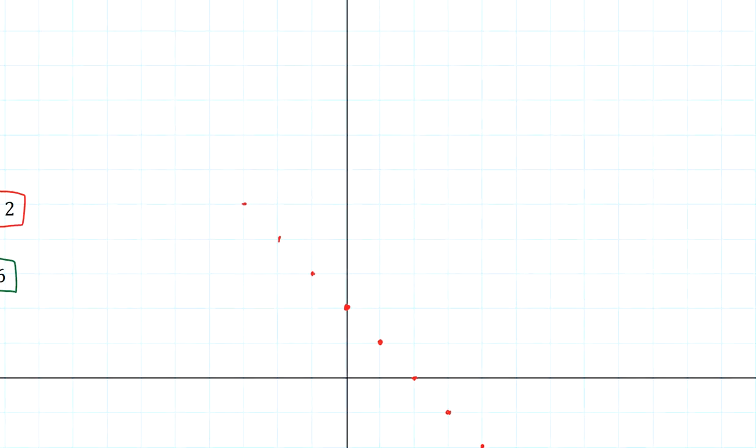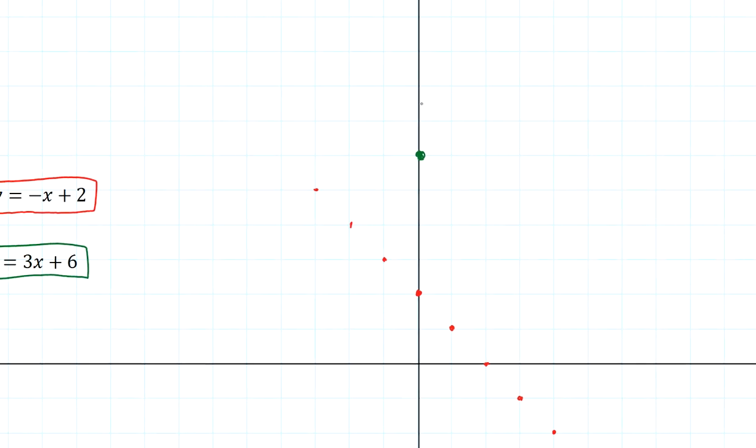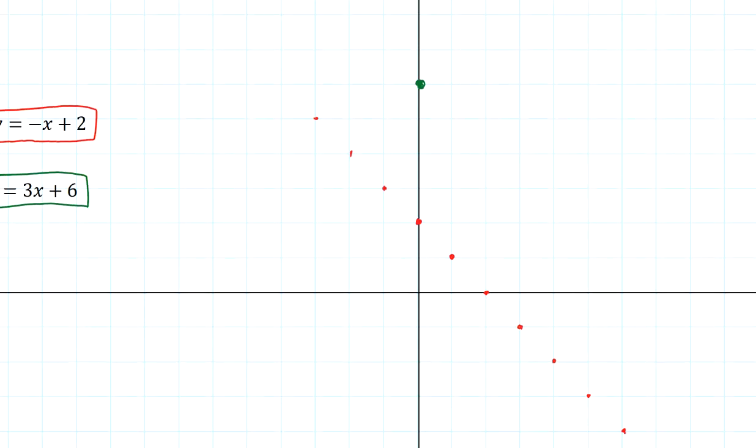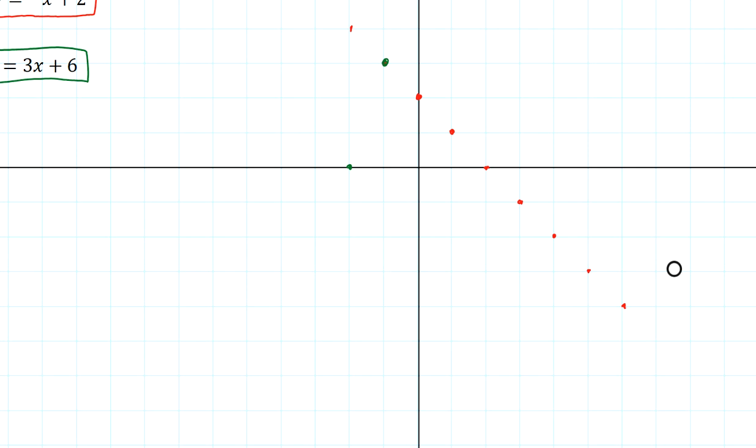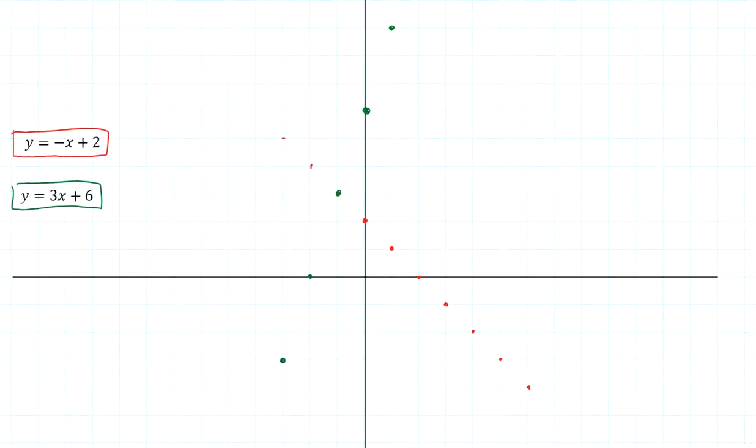So let's go ahead and go to 1, 2, 3, 4, 5, 6. So here's our 6, and a slope of 3. So I go up 1, 2, 3 over 1. And I can go down 1, 2, 3 and back 1, down 1, 2, 3 and back 1. At that point, I see the lines.